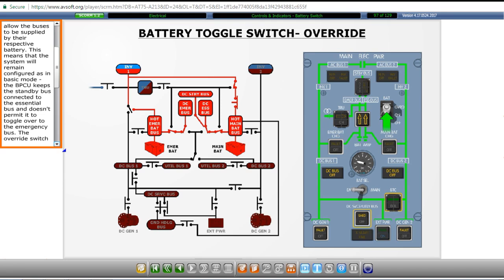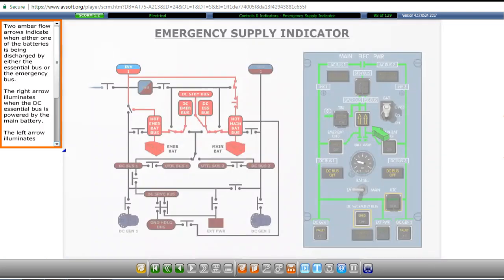The BPCU keeps the standby bus connected to the essential bus and doesn't permit it to toggle over to the emergency bus. The override switch is primarily for use in the event of a dual generator failure when managing battery power is critical. A guard prevents the battery switch from being accidentally operated.